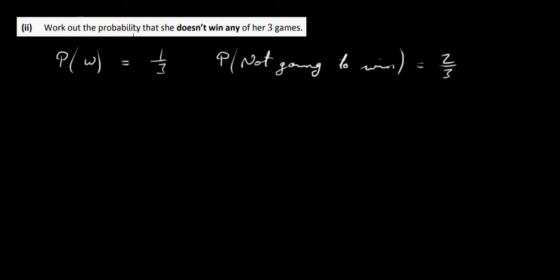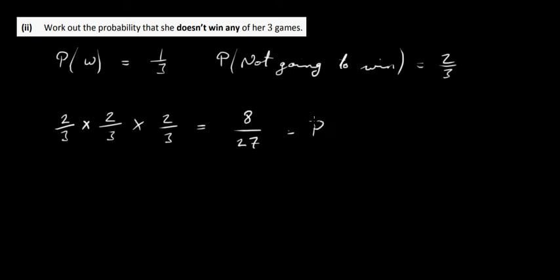So we want her to not win any of her 3 games, so she has to not win 3 games. So the probability of her not winning the first game is 2/3, and not winning the second game is also 2/3, and not winning the third game is also 2/3. So whenever we say and here, we're going to multiply in probability. So multiply these 3 together, you get 2 2s, 4, 2 4s, 8. Here you get 3 3s, 9, 3 9s, 27.